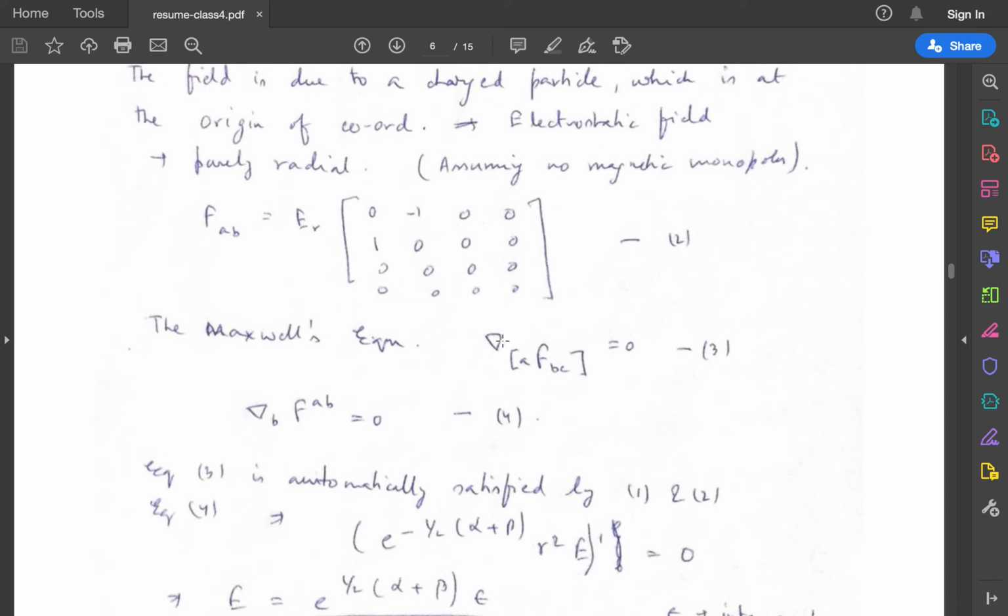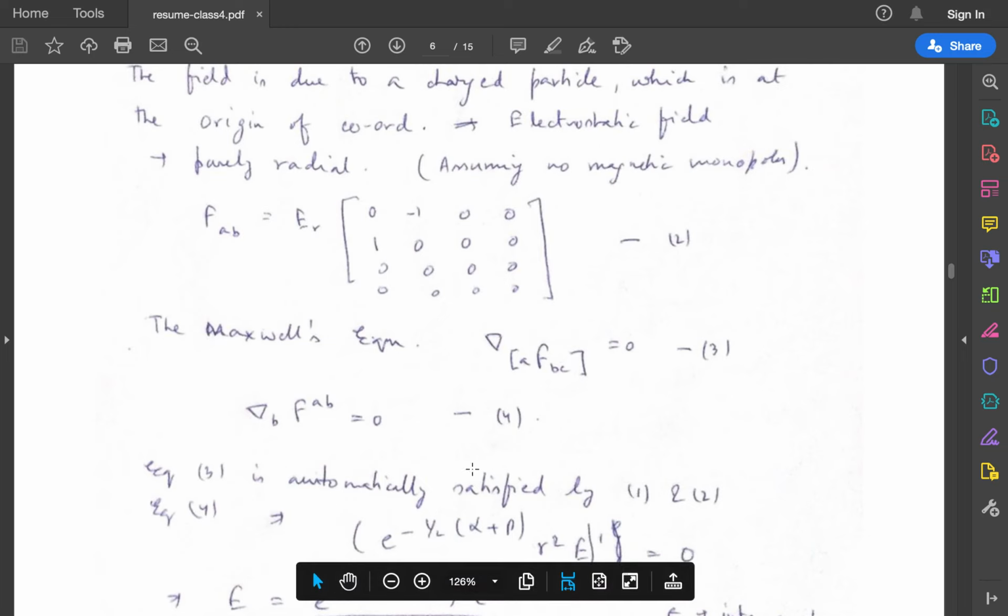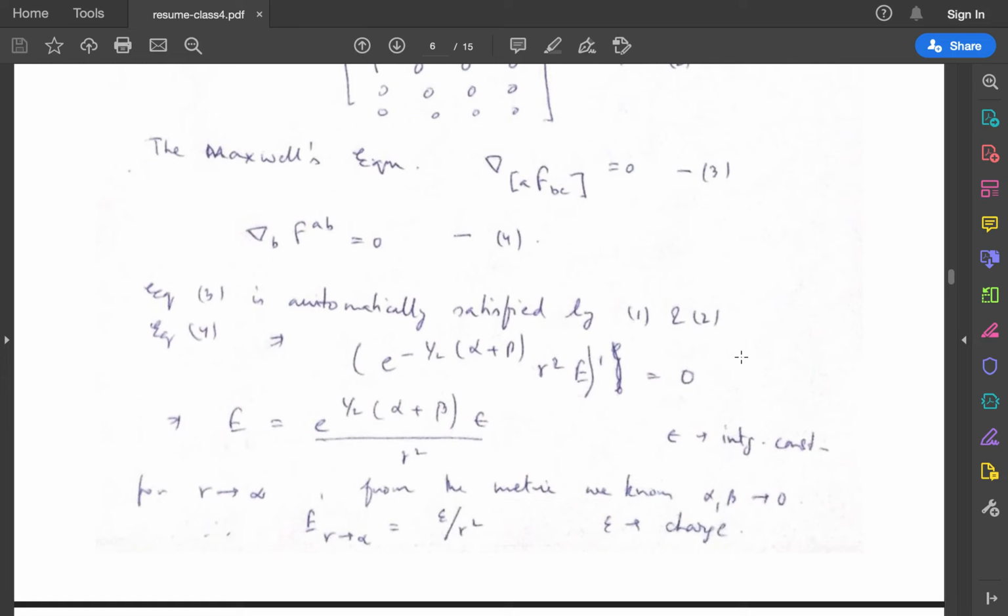So these are the two equations. This is the covariant derivative, and this is the stress tensor of the field, and these are the two equations that they respect. Equation 3 is automatically satisfied by this metric and line element, so we do not get any new equation. However, equation 4, if I plug it in here, gives me this relation: the derivative of e to the power minus half alpha plus beta, r square E, is equal to 0, which gives us that E is e to the power half alpha plus beta, by r square, times epsilon. Epsilon is the integration constant.